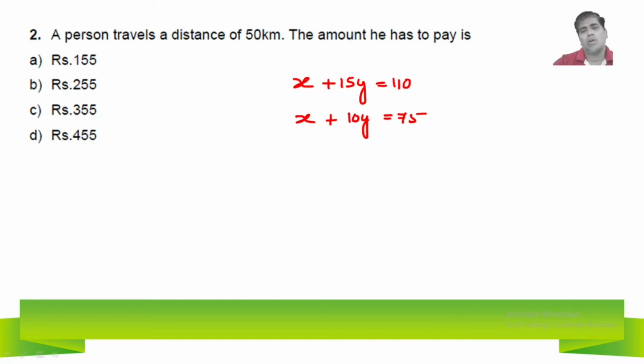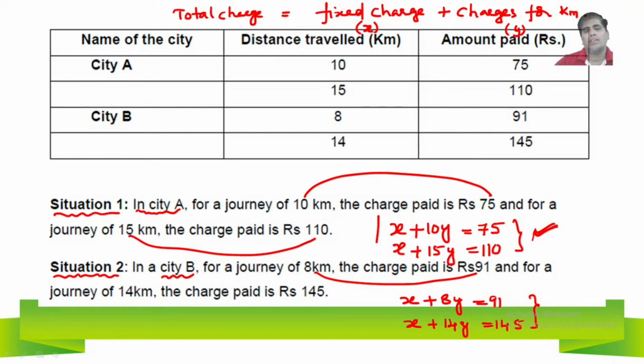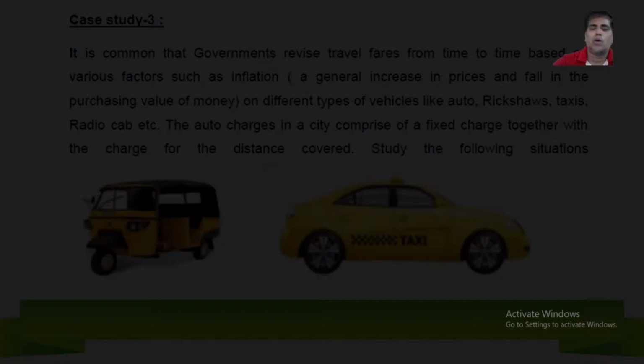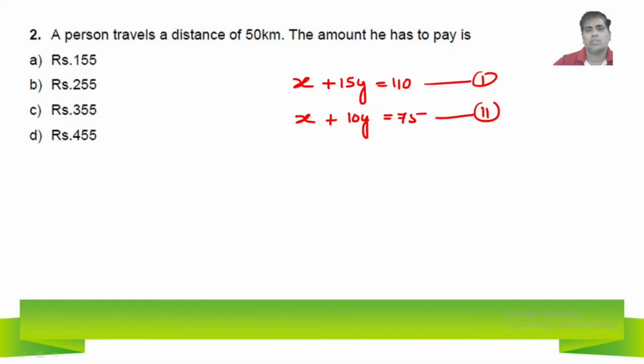So let us solve these two equations. How did I get these two equations? Already I wrote them in the first slide, as well as here in question number 2. So the same thing I wrote here: x plus 15y is equal to 110, x plus 10y is equal to 75. So eliminate x here.